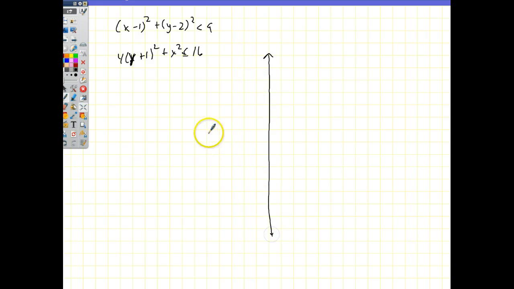Circle. So the top one's a circle. It's centered at 1, 2, right there. Got a radius of 3. 1, 2, 3. 1, 2, 3.